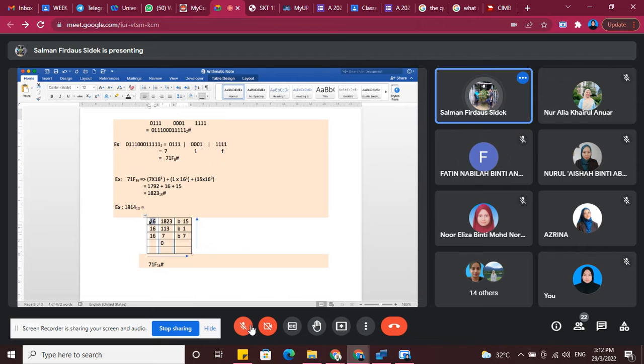Betul. So dia lagi banyak. So 16 dekat sini dia tak termasuk A sampai F. It is not include A to F. This is the real 16 dalam decimal. Sebab keupayaan kita membahagi dalam decimal. So this number 16 is decimal.